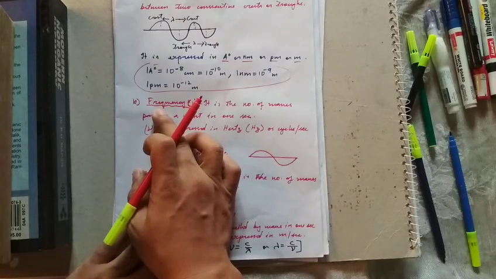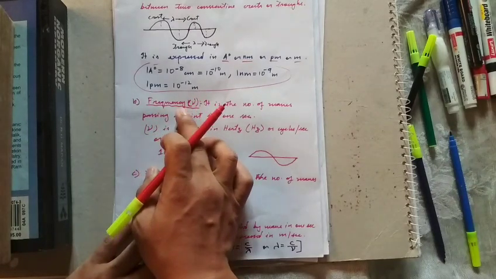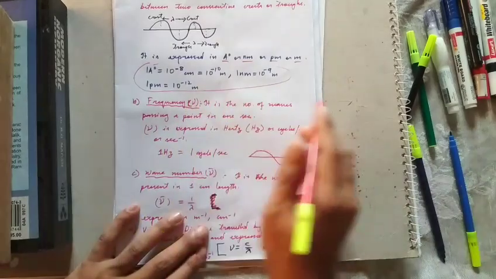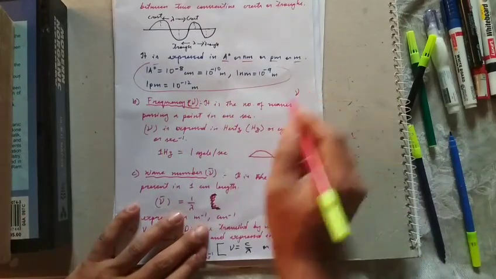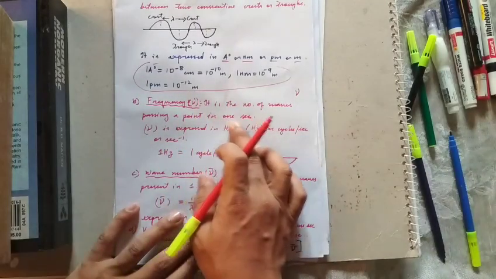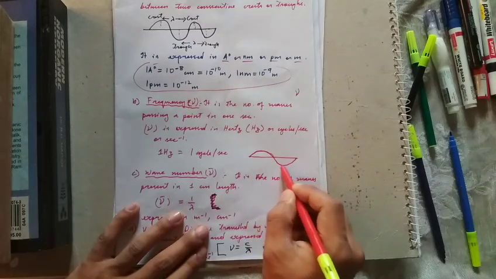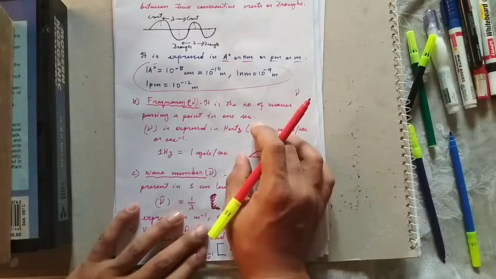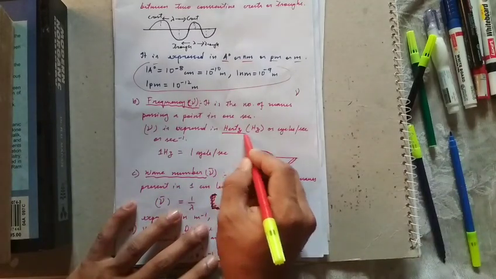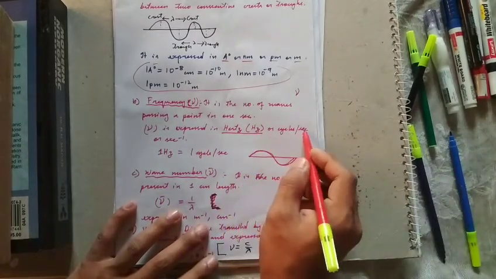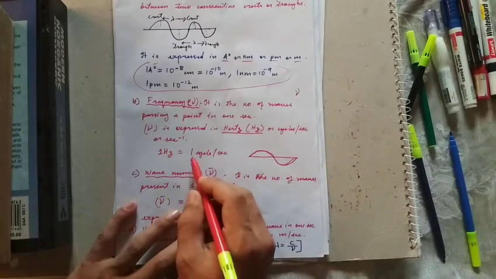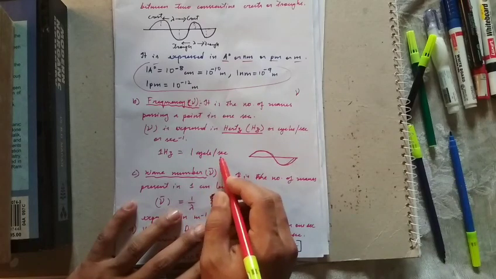The next unit, okay, frequency, represented by nu. It somehow looks like v. It is the number of waves passing through a point in 1 second, okay. So one cycle in 1 second. The unit is expressed in hertz, or cycle per second. So 1 hertz is equal to 1 cycle per second.